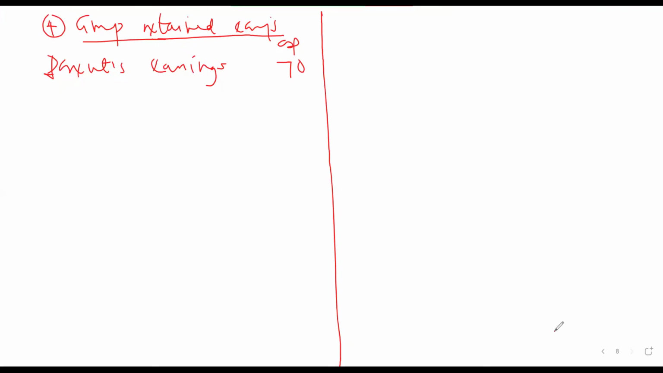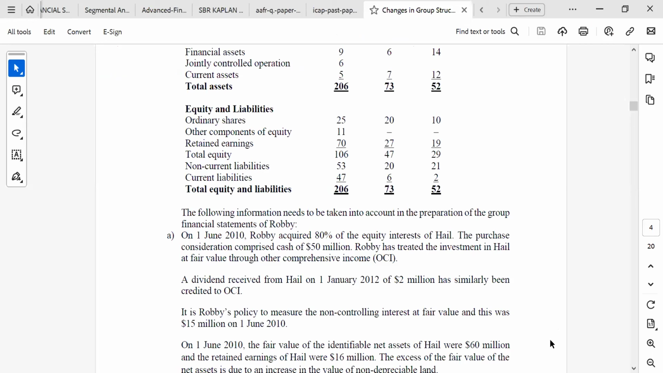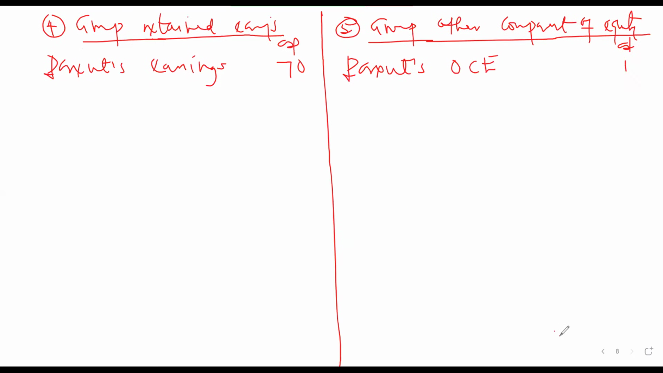70 million. Okay. So we also have the group other component of equity. So the group other component of equity, we have the parent's other component of equity. How much is that? 11. Okay, that will be 11. So we have this to be 11.